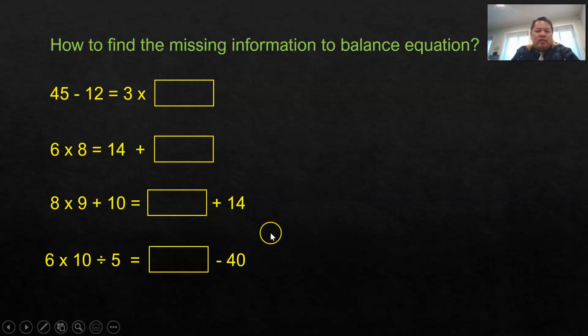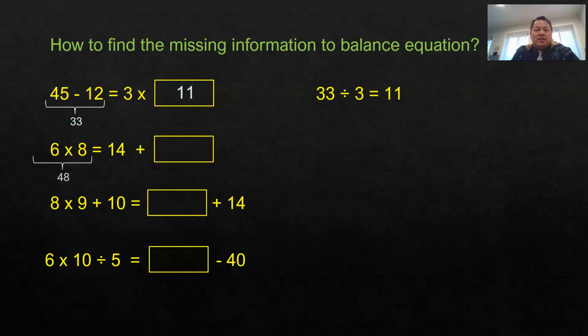On the left hand side, I have 45 minus 12, which is something that I can simplify. I get 33. So I have to ask myself, 3 times what will give me 33, which is 33 divided by 3, which is 11. Over here, 6 times 8, we know it's 48. So 14 plus what to give me 48? Again, I do the opposite. 48 minus 14, I get 34.